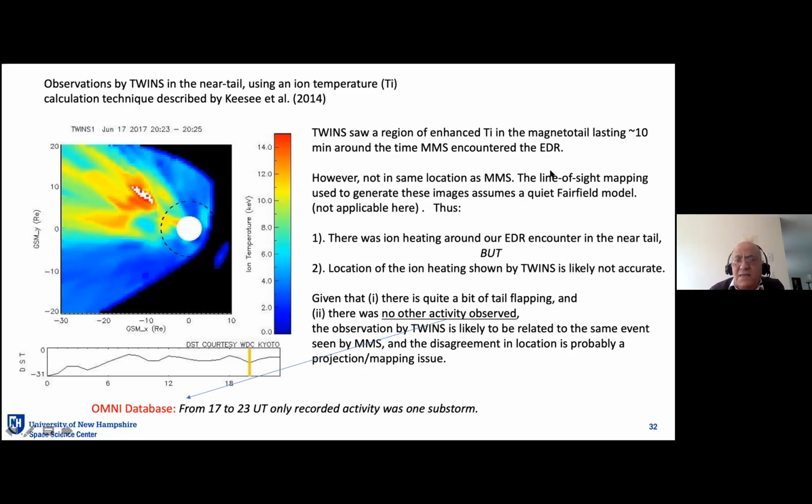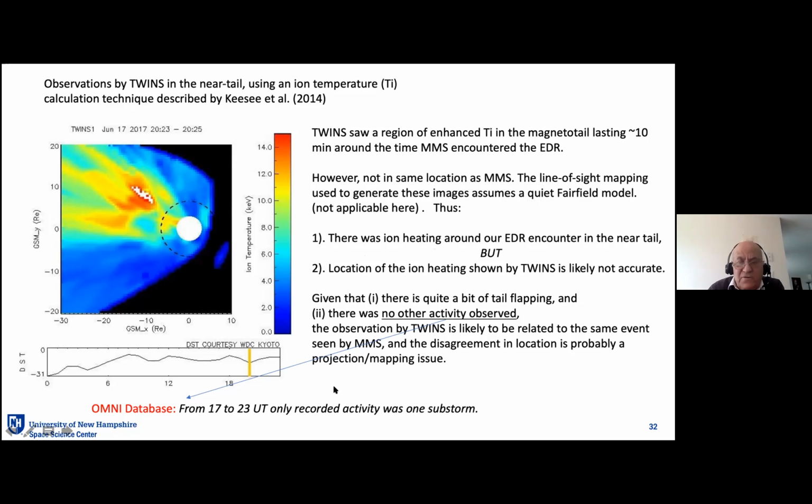But when you think that the line of sight mapping to generate these plots was using a quiet Fairfield model, you will say, well, what do you expect? Do you expect the mapping to be correct? So we can say there was ion heating around our EDR encounter, but the location is likely not accurate.